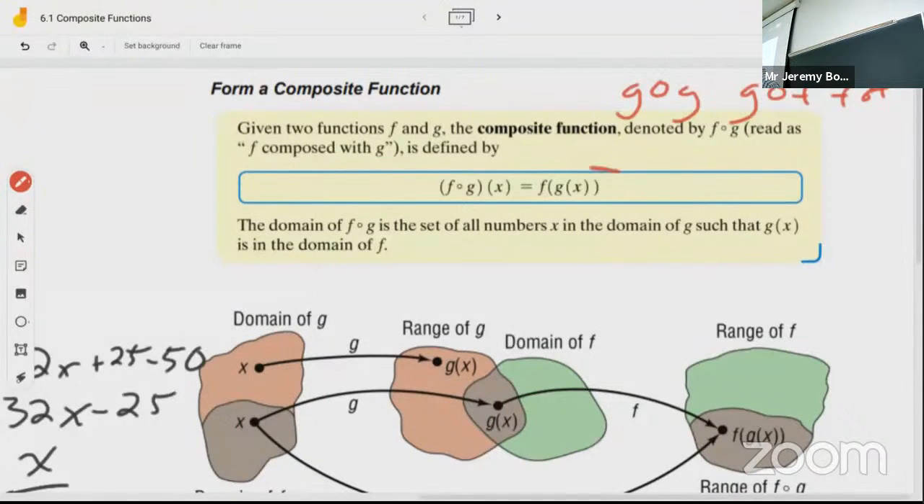But what's really important from this is this right here. f composed with g of x is the same thing as f of g of x. And what that means is that you're going to take the function f, and everywhere there is an x in the function f, you're going to put g of x there. And we're going to do some examples of those later on.